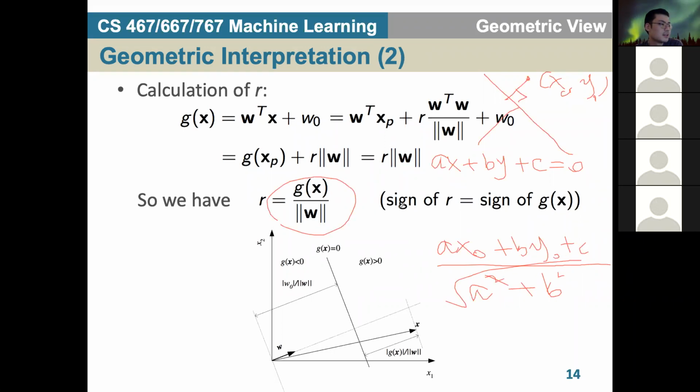That's exactly the same. I hope you can see this is W1, W2, and the g(x0). So this is a generalization of your low dimensional case to the hyperplane. How far away is this point?